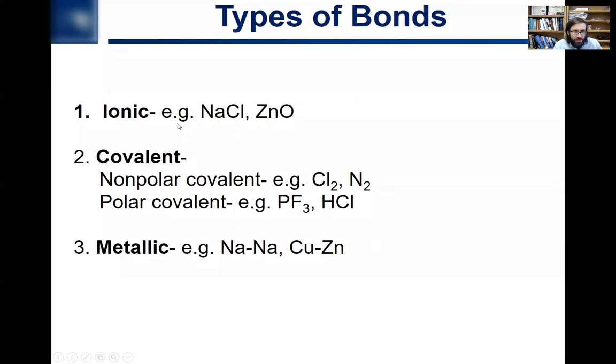Here are some examples. Ionic compounds are of metals and nonmetals, like sodium chloride and zinc oxide. Nonpolar covalents are going to be ones that have the same atoms in them, like diatomic chlorine or diatomic nitrogen. Polar covalents are ones with nonmetals and nonmetals with different atoms, so they have different electronegativity, like chlorine is more electronegative than phosphorus, so phosphorus trichloride is going to be a polar covalent. Hydrogen chloride, chlorine is more electronegative than hydrogen.